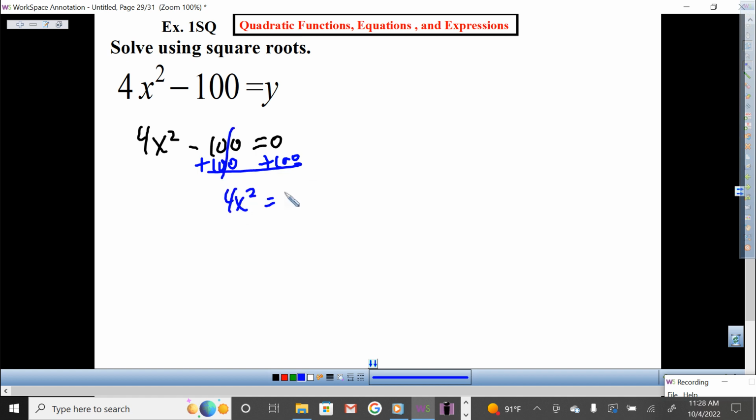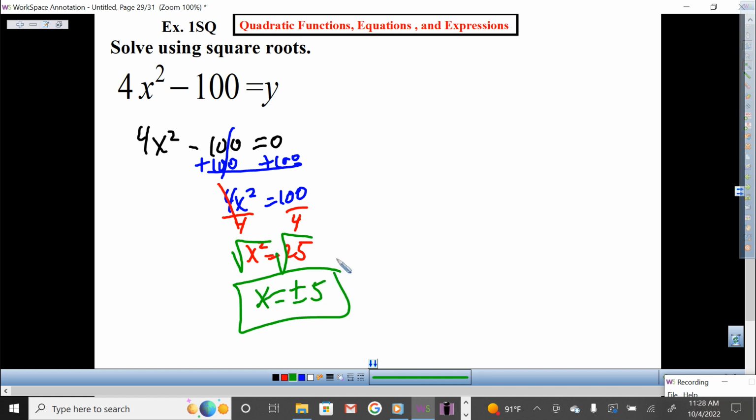4x squared equals 100. Diego, next. Divide by 4. X squared equals 25. And of course, we take the square root at the end. X equals plus or minus 5.